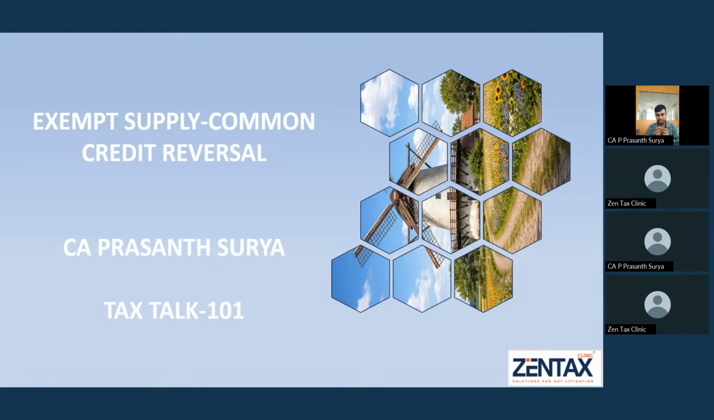Today, why we thought the concept of common credit reversal would be of utmost importance to the participants is because we come across many taxpayers who do not do common credit reversal on a monthly basis. They do common credit reversal only while filing GSTR 9 and 9C, which is not what the law has envisaged. But unfortunately, we come across many taxpayers who do the common credit reversal computation only while filing GSTR 9 and 9C, per se, the annual return for the financial year.